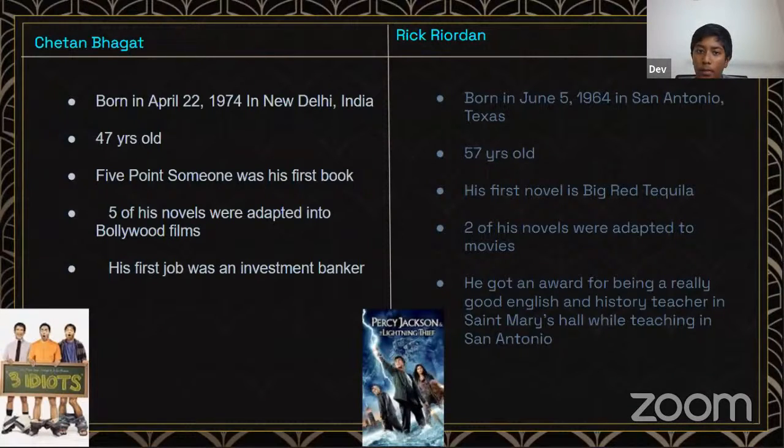Rick Riordan was born on June 5, 1964 in San Antonio, Texas. He started his career as an English and social studies teacher in public and private middle schools for 15 years. St. Mary's Hall honored him with the school's Master Teacher Award while teaching in San Antonio. Two of his Percy Jackson novels were adapted as movies, and one of them is Percy Jackson and the Lightning Thief. While teaching full-time, Rick Riordan began writing mystery novels for grown-ups.